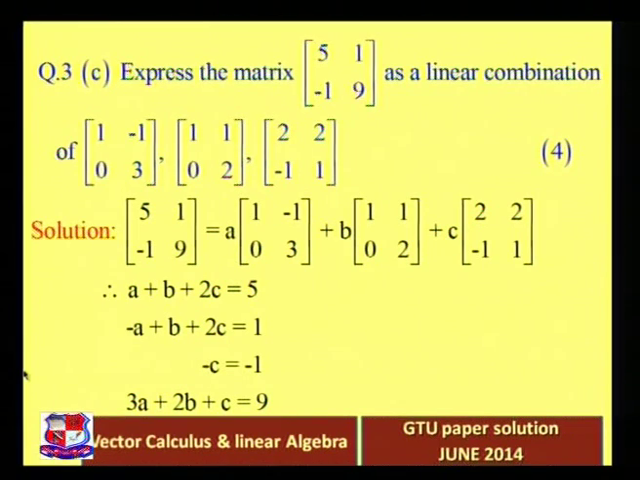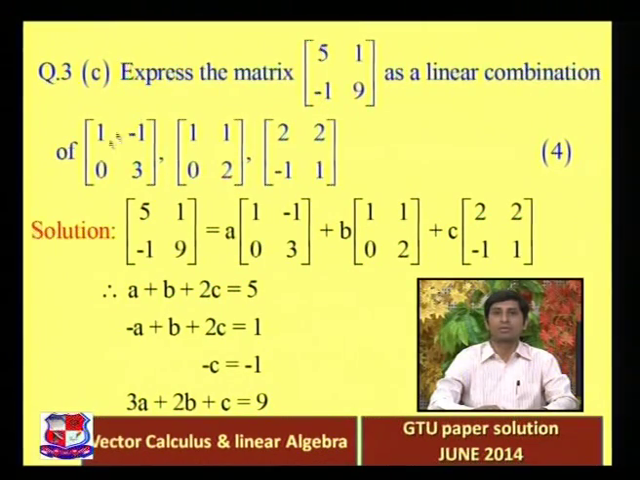Next question, question 3C. This question was asked for 4 marks in this question paper. Now express the matrix [5 1; minus 1 9] as a linear combination of [1 minus 1; 0 3], [1 1; 0 2], [2 2; minus 1 1]. Here we want to express this 2 cross 2 matrix as a linear combination of these 3 2 cross 2 matrices, right? So let's check.